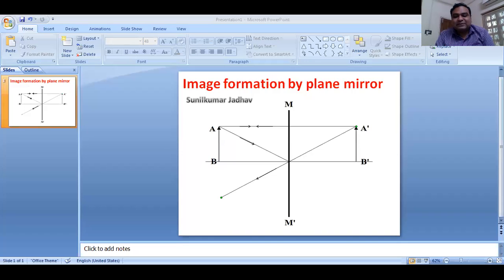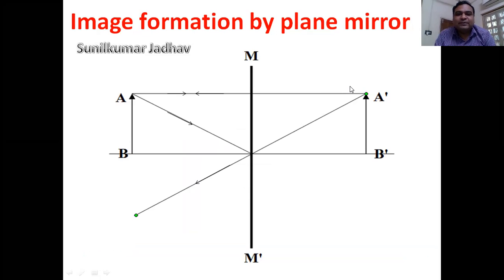When you are standing in front of the plane mirror, you can see your image inside the mirror. But how does this image form? That I will explain with the help of the laws of reflection of light. So continue with this video to understand how the image forms by the plane mirror. Let us see. I'll share the screen to make this concept clear. Let us see image formation by the plane mirror.